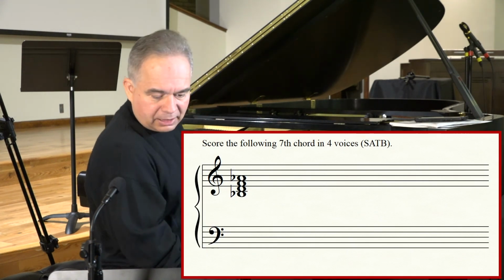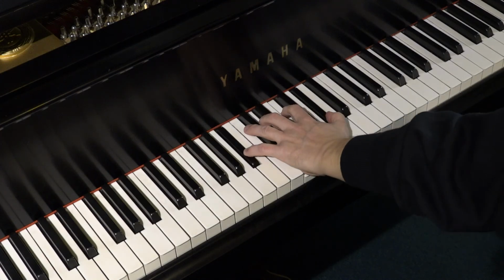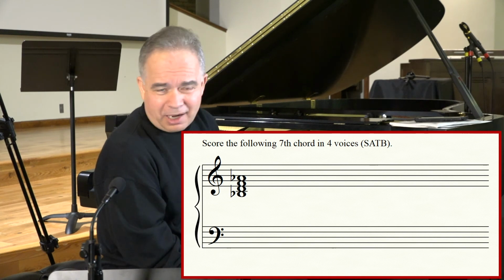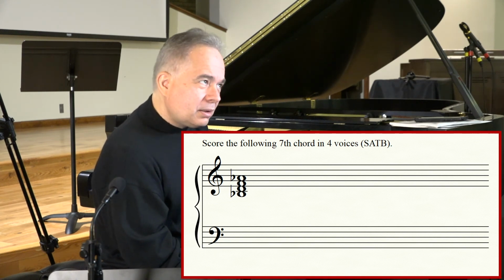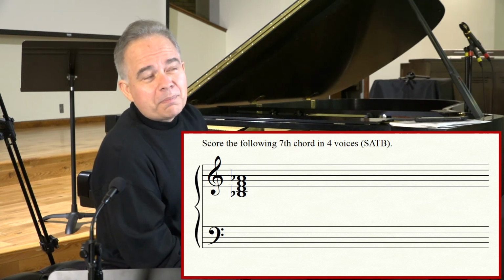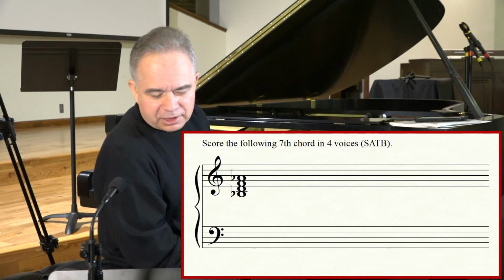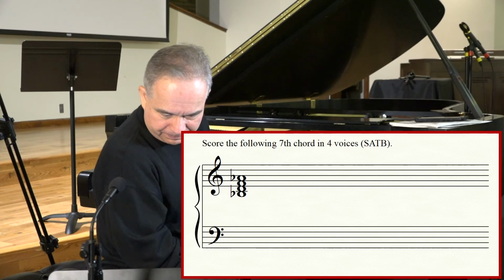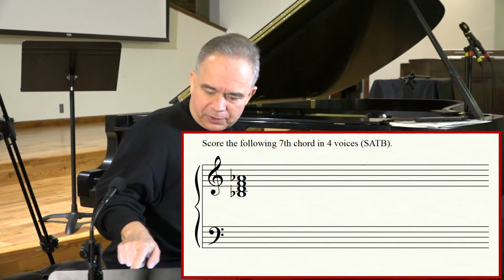B flat, D, F, A flat. Just by the sound of it, I know this is a dominant 7th chord. Why? Major triad with a minor 7th. That's the formula for a dominant 7th chord. All right, let's look at the first exercise here.